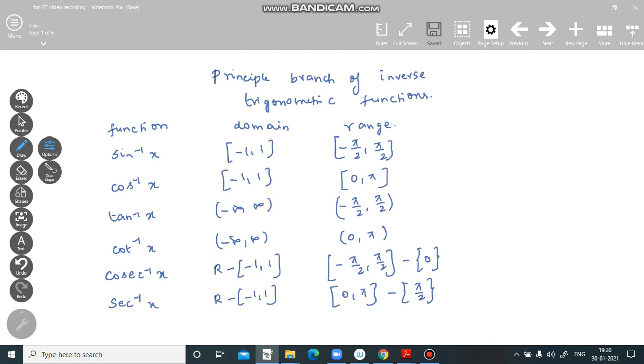And therefore, the range for that is the same as for sine inverse, except that 0 should be excluded, because cosecant is the reciprocal of sine, which is 1 by sine. And if I take x to be 0, then I will have the denominator as sine 0, which is 0, not defined. And similarly, for secant inverse, the value to be excluded is π/2, since cos of π/2 is 0.